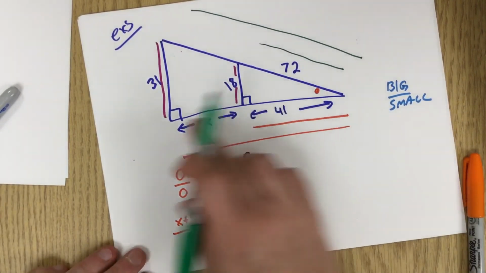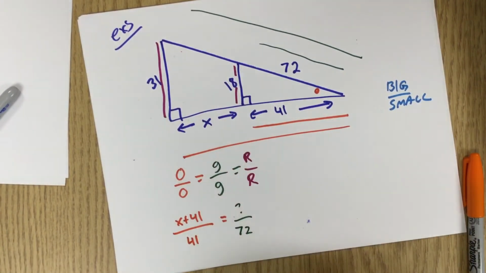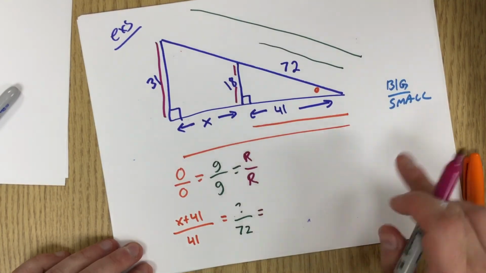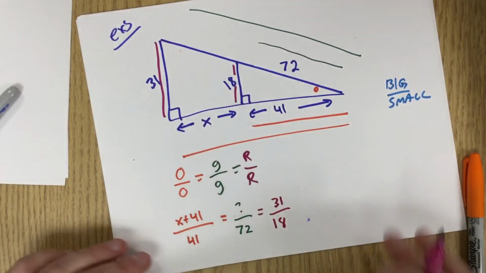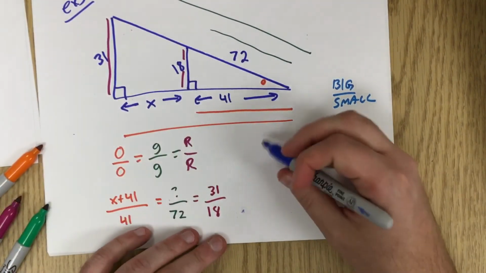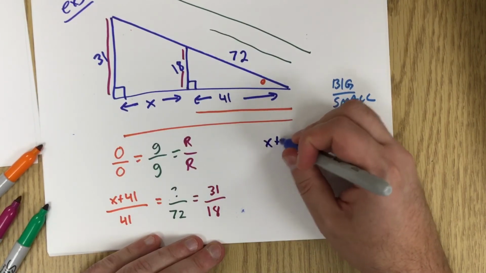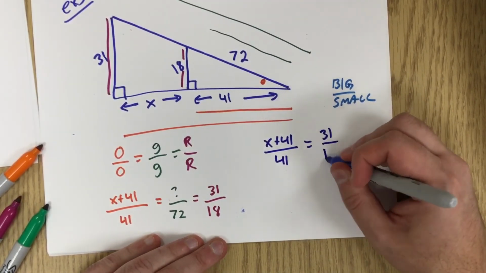For the greens, the big green is, we have no idea. The small green is 72. Obviously not using that one. And for the red, the big red is 31. The small red is 18. So then we have to do some algebra stuff. So x plus 41 over 41 equals 31 over 18.